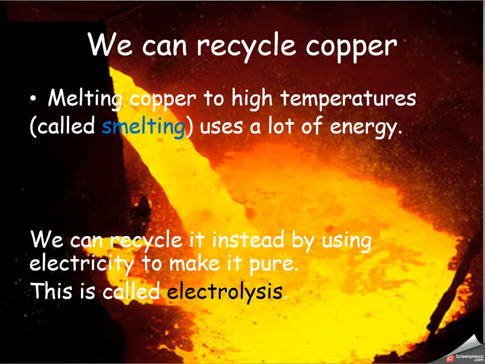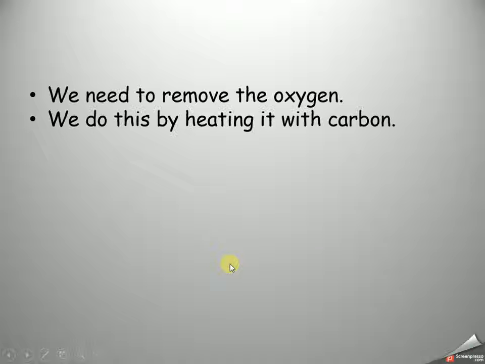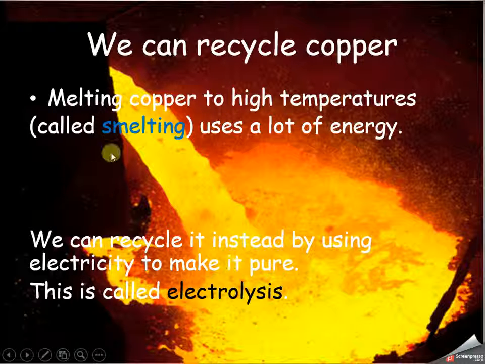So this was the flow diagram. Malachite gives you copper carbonate. We heat it up, so carbon dioxide is given off, giving copper oxide. Then we heat this up with a little bit of carbon to take the oxygen off, and this gives us a more impure copper, pure copper mixed in with other things. Then we turn it into pure copper, and we do this by smelting.